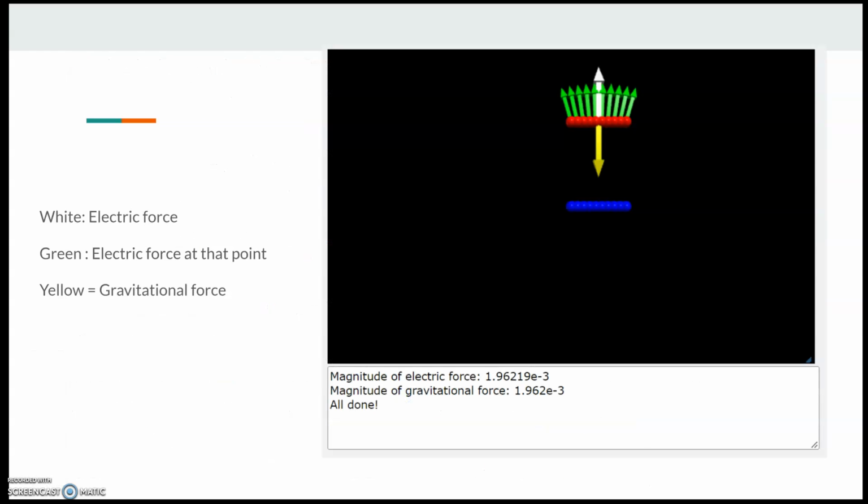So here we have the actual results of the model. In white, there's the electric force, which is pushing up because it's repulsive. The red and blue lines of dots are the two pieces of tape. The yellow arrow is the force of gravity pulling that top tape down, and those green lines are the individual electric forces at those points. As you can see, they're not all pointing perfectly straight, which is kind of important for some analysis that I'll get into next. But then you can see that the magnitude of the electric force and the gravitational force are equal.